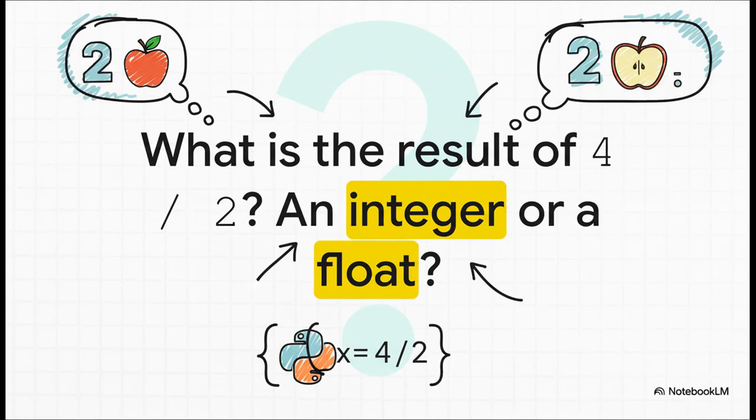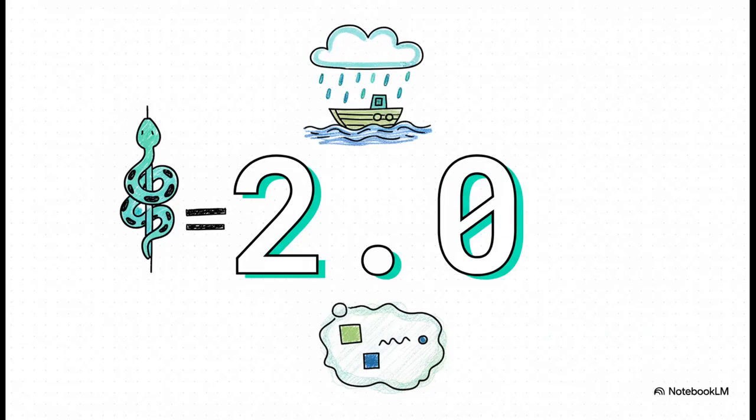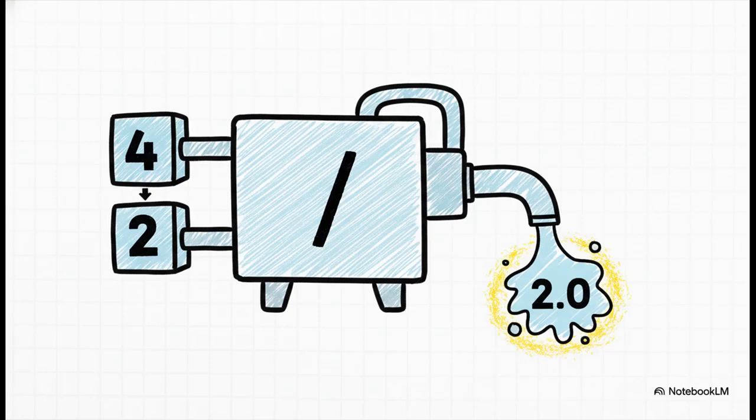Let me ask you, what do you think you get when you calculate 4 divided by 2? The answer is 2.0. Notice that decimal point? It's a float, not the integer 2 that you might have been expecting. And that brings us to a super important rule to remember. In Python, the standard division operator always gives you back a float. Always. Even if the result is a perfect whole number. This is done on purpose to keep things precise and avoid some common bugs. It's a small detail, but it can save you a lot of headaches later on.